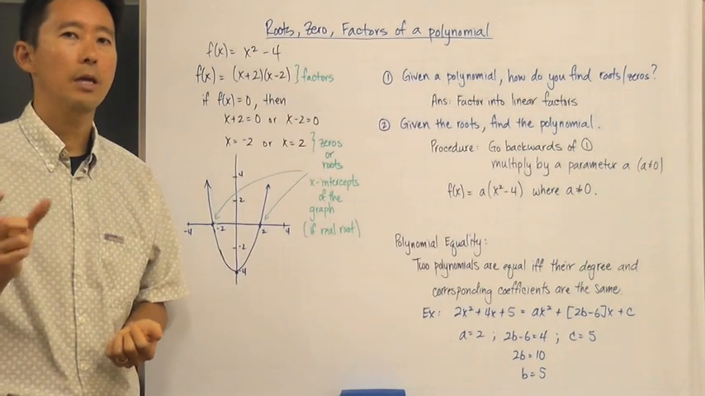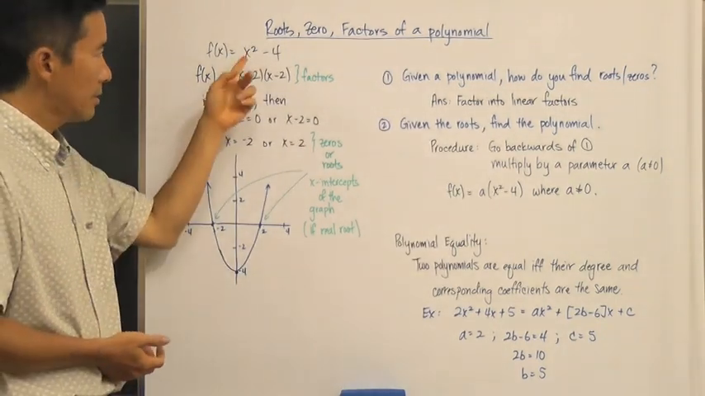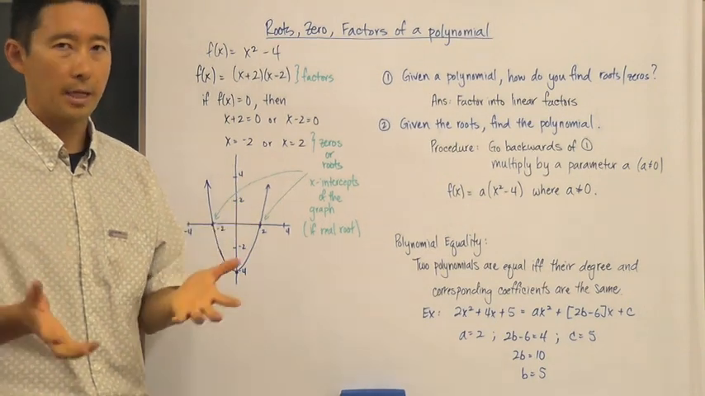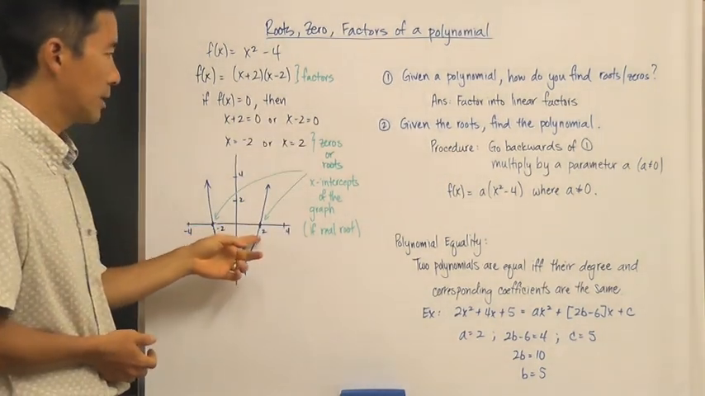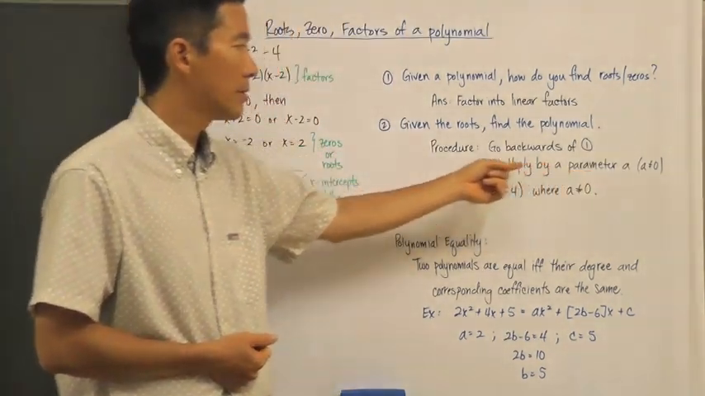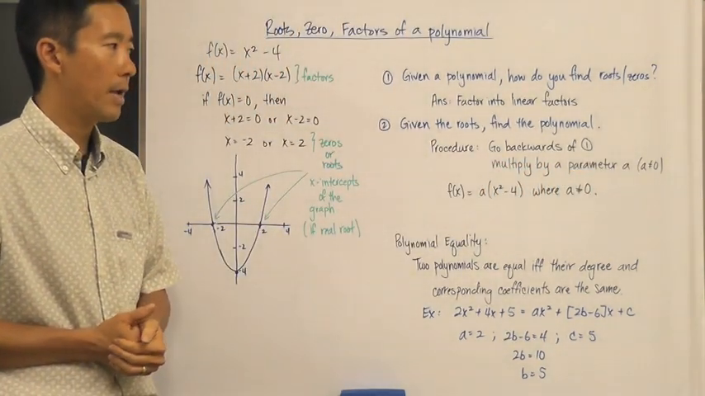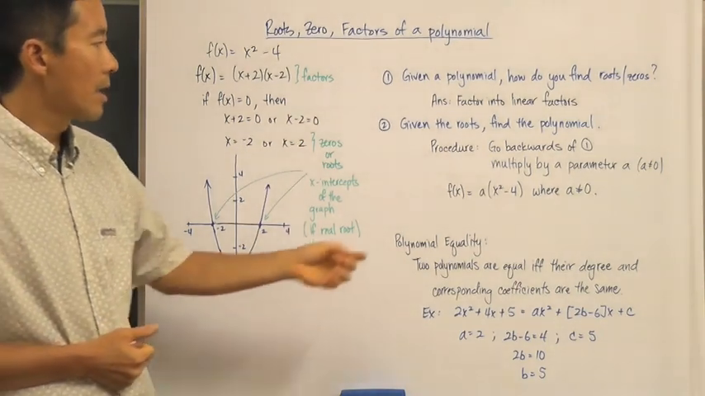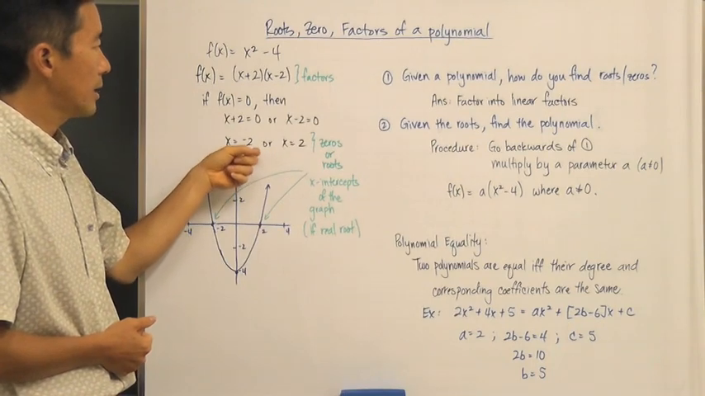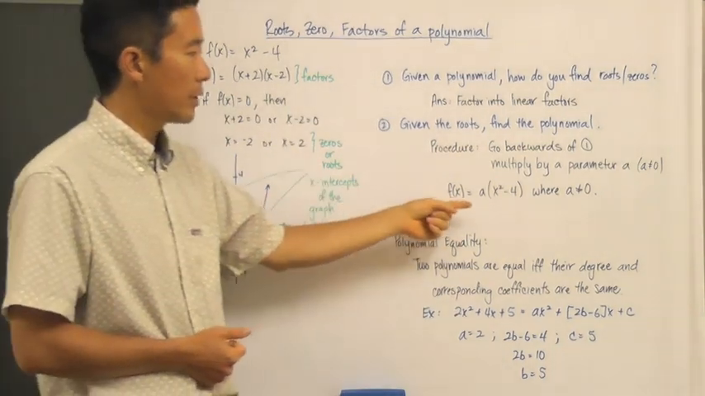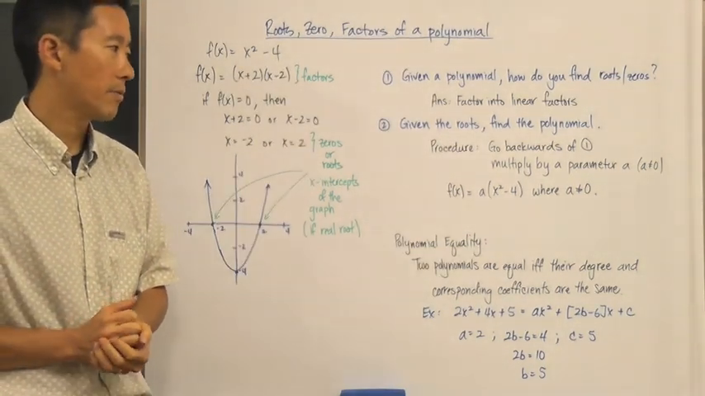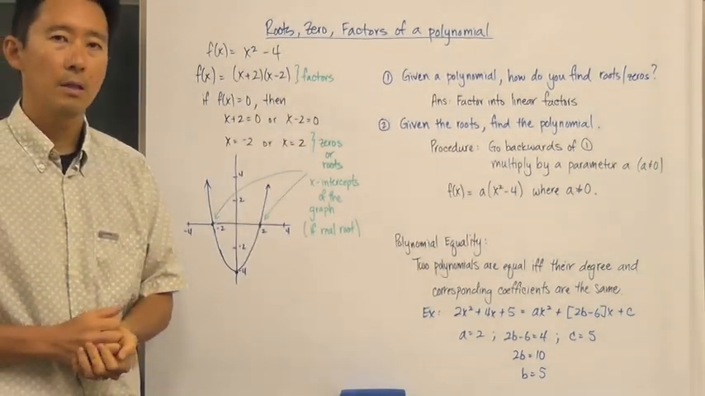Now, the one thing that we need to be careful about, though, is that this is only one particular quadratic function that is going to have the roots of negative 2 and 2. What we need to be careful of is that we also need to multiply by a parameter a, for a not being equal to 0. And so the answer for this particular question, given the roots x is equal to negative 2 and x is equal to 2, would actually look like this. f of x is equal to a times the quantity x squared minus 4, where a is not equal to 0. Now what does that mean?